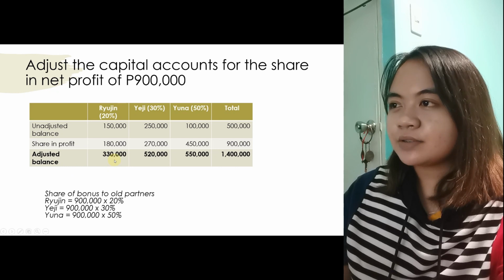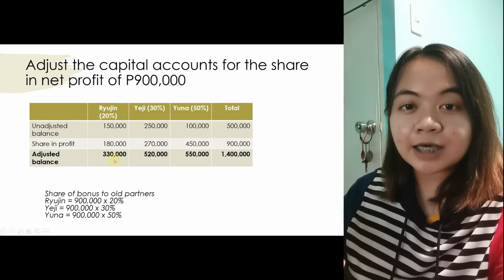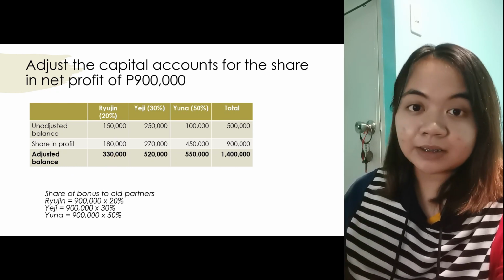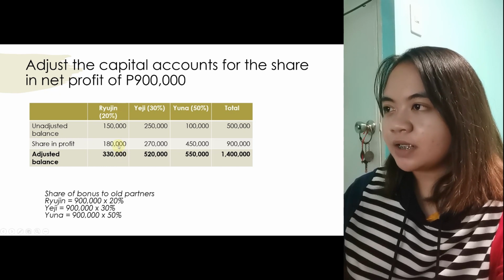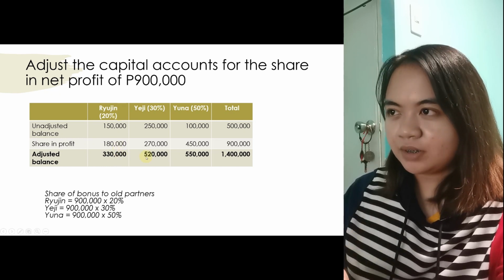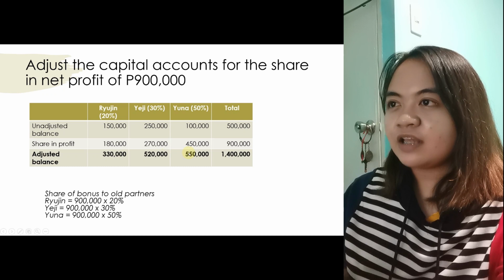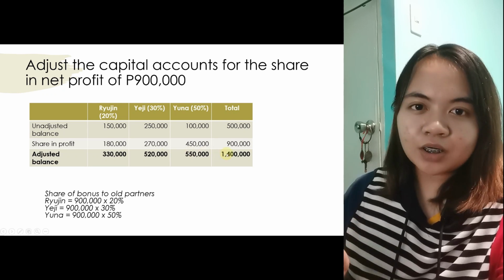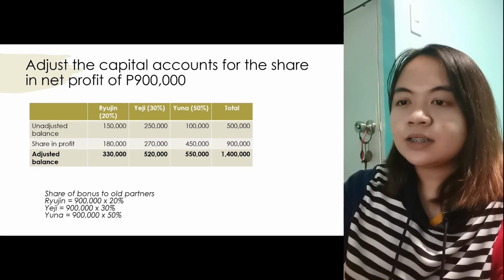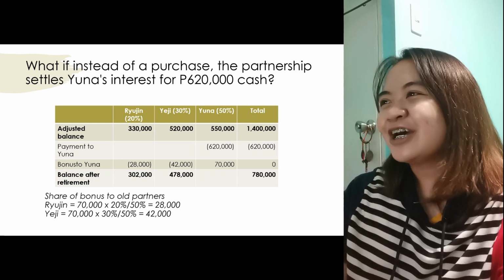Okay, adjusted balance. So, adjust mo lang kasi sa income, addition siya sa capital nila. So, you have 150 plus 180, 330. For Yeji, 520. For Yuna, 550. And for the total is 1.4 million. Okay? Next.